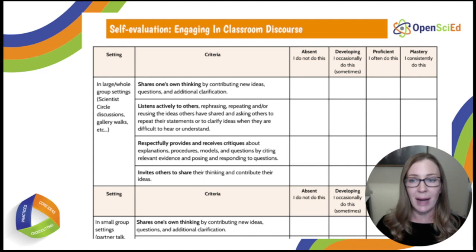And once you've established the routine of a scientist circle and you've built those norms and that classroom culture that everybody participates, we respect each other, we build on each other's ideas, when they move to that setting, it almost triggers a sense of, oh, I know how to act in this space. So it really helps with classroom management.